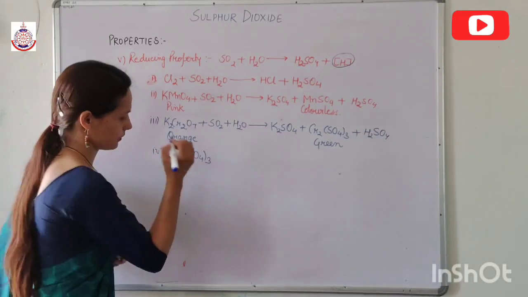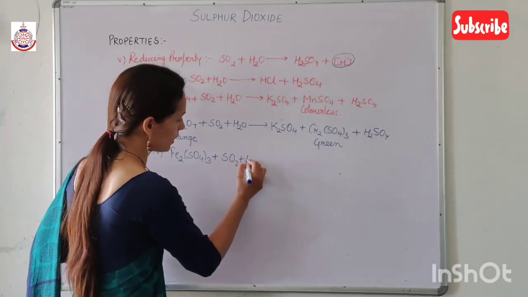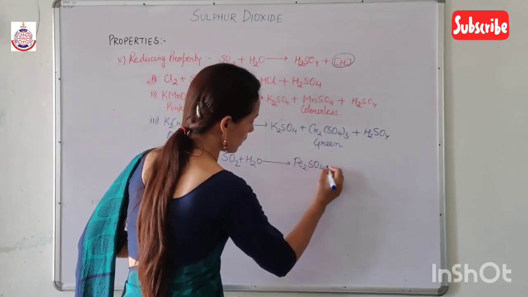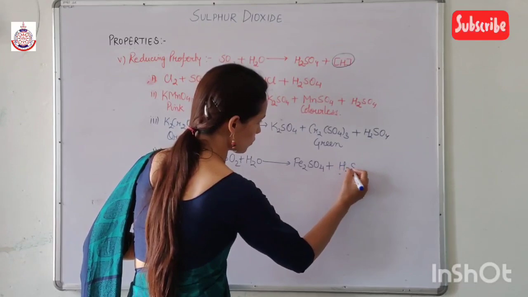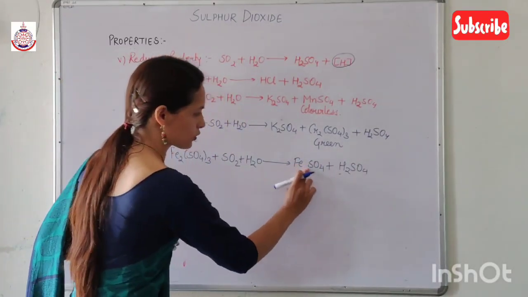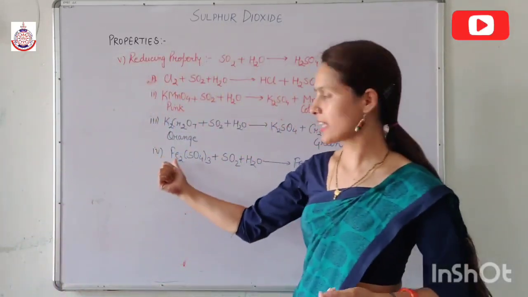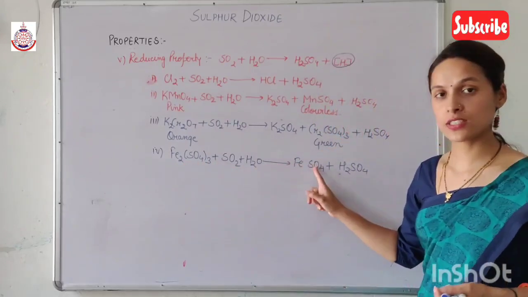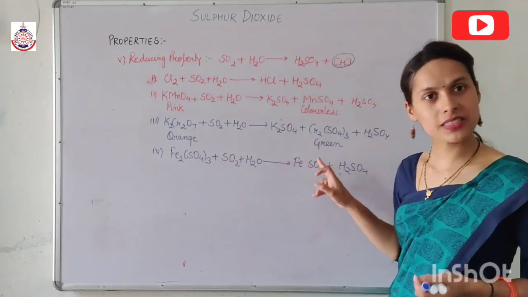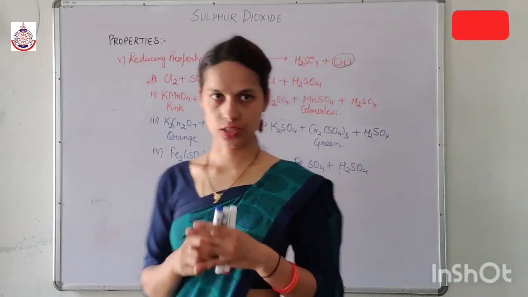Now the fourth reaction is Fe2(SO4)3. This reacts with SO2 in the presence of moisture, and then we get FeSO4 plus H2SO4. Here the oxidation state of iron is +3, but here the oxidation state of iron is +2. So +3 to +2 means there is a reduction. So this SO2 acts as a reducing agent.